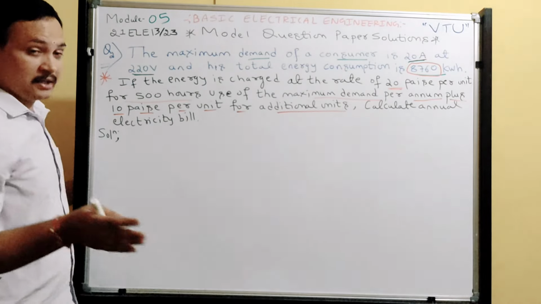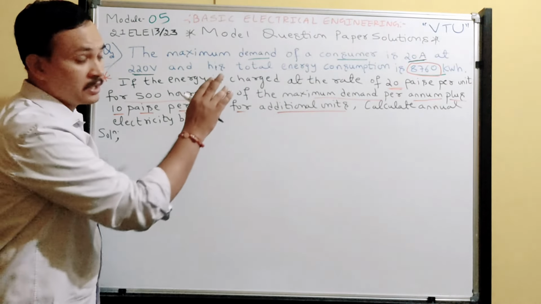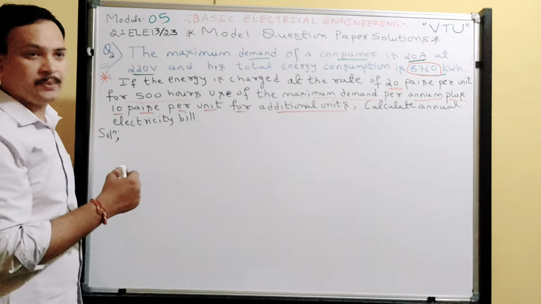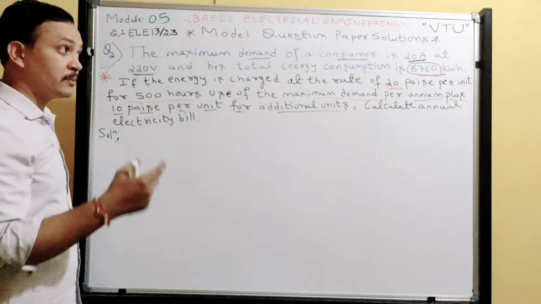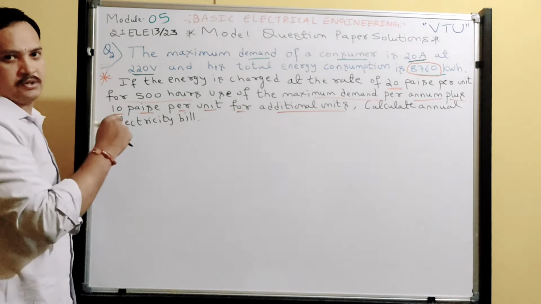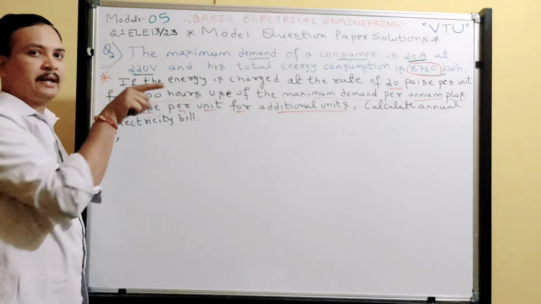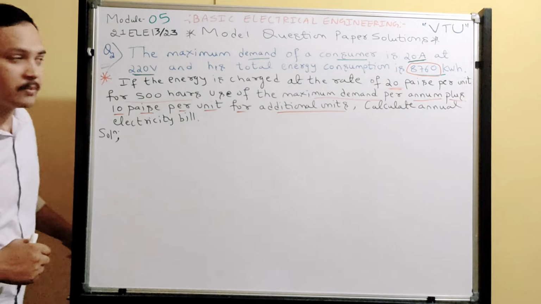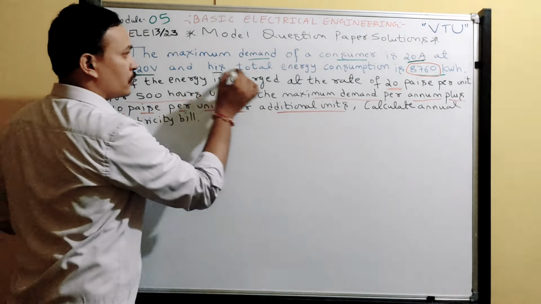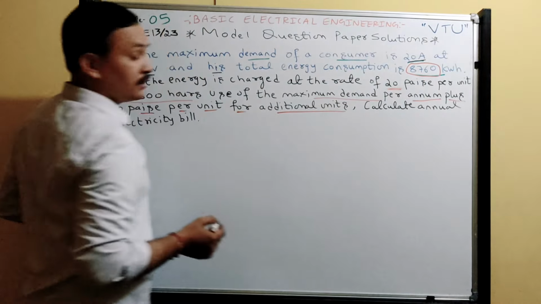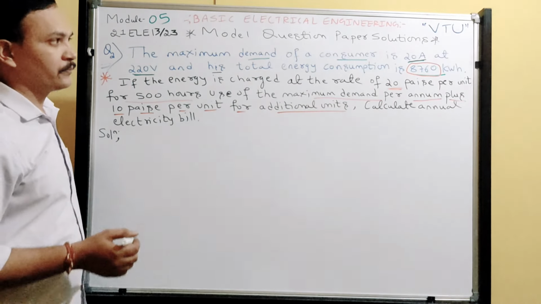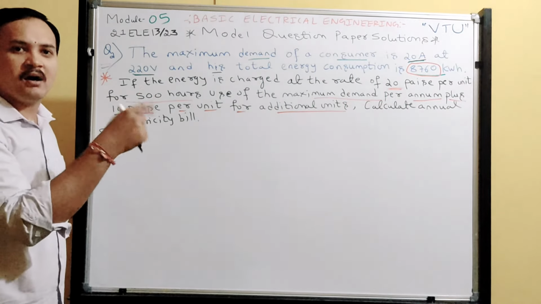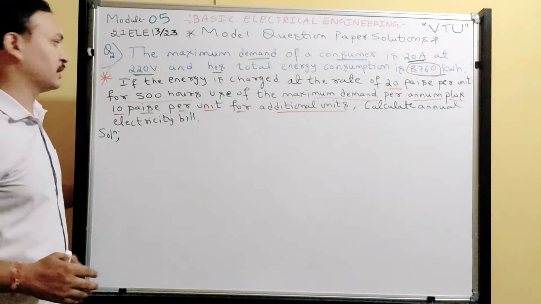At the maximum demand condition, the consumer is having a load of 20 ampere at this terminal voltage. This terminal voltage is connected to some load, it draws current. That current is 20 ampere at maximum demand, and his total energy consumption is 8,760 kilowatt hour. So we don't know whether it is per annum or per day or per month. Let's read the question further.